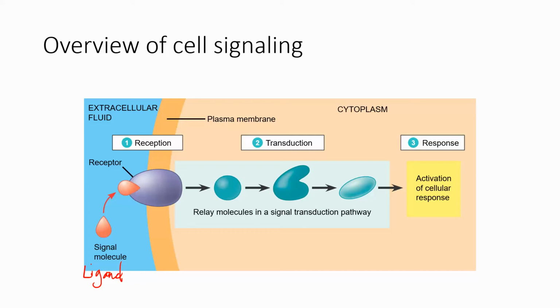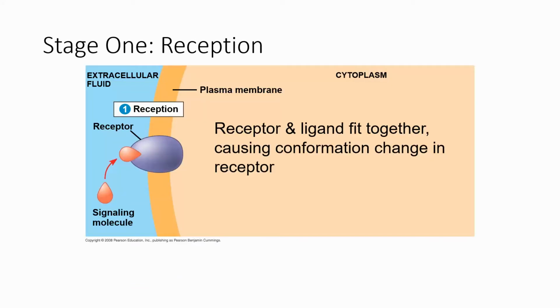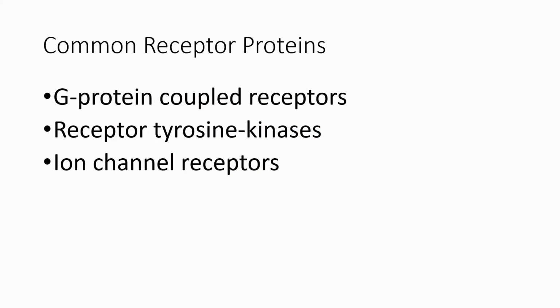We're not going to get super specific about responses, because depending on the cell and depending on the signal, you have different responses. So let's talk first about reception. A receptor and a ligand fit together, which causes a change in the conformation of the receptor, and the receptor will then cause a change in the conformation or shape of some other molecule inside of the cell. But first, we've got to talk about these receptors.